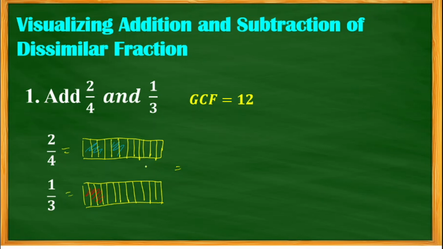So now let's add. This would be the shaded region. The shaded region for 2/4, we have 1, 2, 3, 4, 5, 6 because we have 3 parts each. And then for 1/3, we have 1, 2, 3, 4. So now let's combine all together. All in all, we have 1, 2, 3, 4, 5, 6, 7, 8, 9, 10. So we have 10 out of 12 equal parts. To reduce the answer, we have the common factor of 2. 10 divided by 2, the answer is 5. 12 divided by 2, the answer is 6. So the final answer would be 5/6.